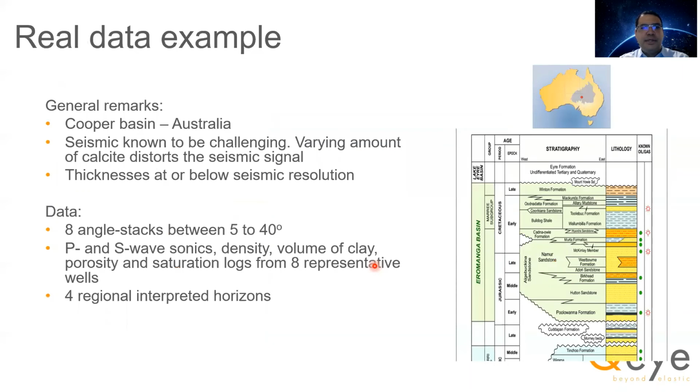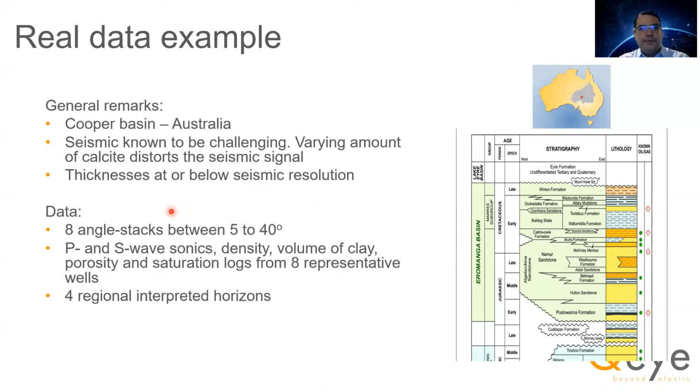Now here is the real data case. We're going to be dealing with actual seismic data recorded at the Cooper Basin in Australia. The data in this area is known to be very challenging, basically because varying amounts of calcite distort the seismic signal, and the thicknesses of the reservoirs are at or below the seismic resolution.